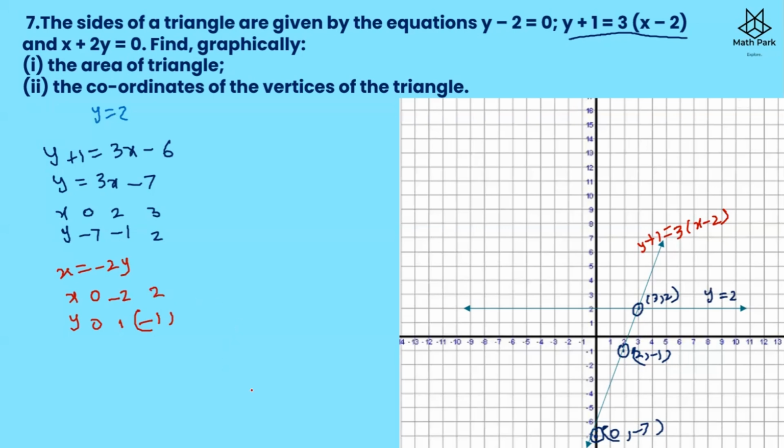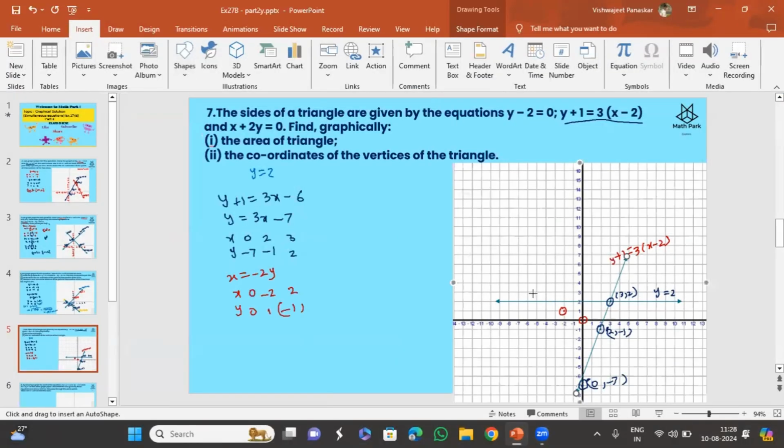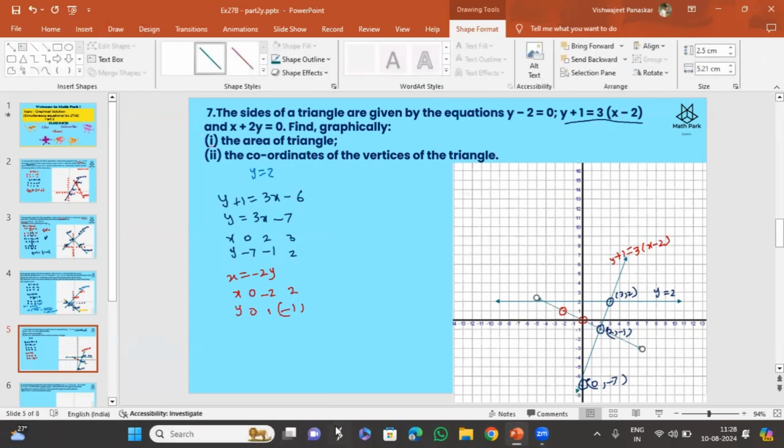Let us plot these 3 points now. So 0, 0 is this point. The second is minus 2, comma 1. So minus 2 on x-axis and 1 on y-axis, minus 2, 1. And the third point is 2, comma minus 1. Let us join the points. You are done with the line.